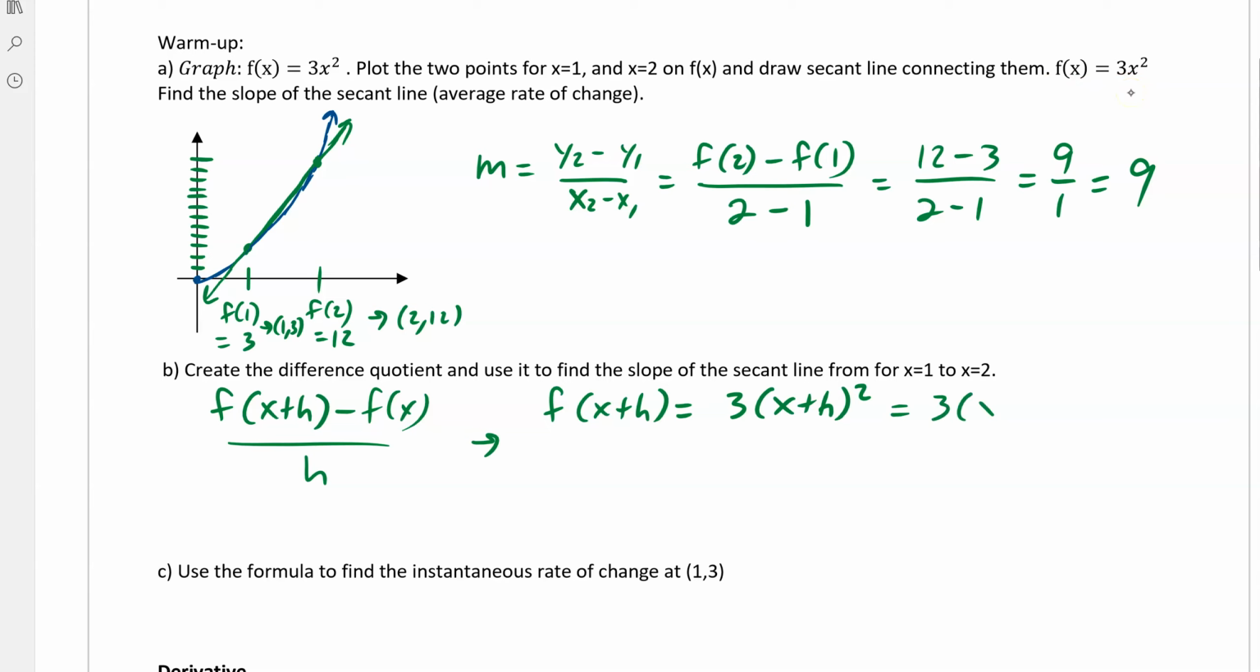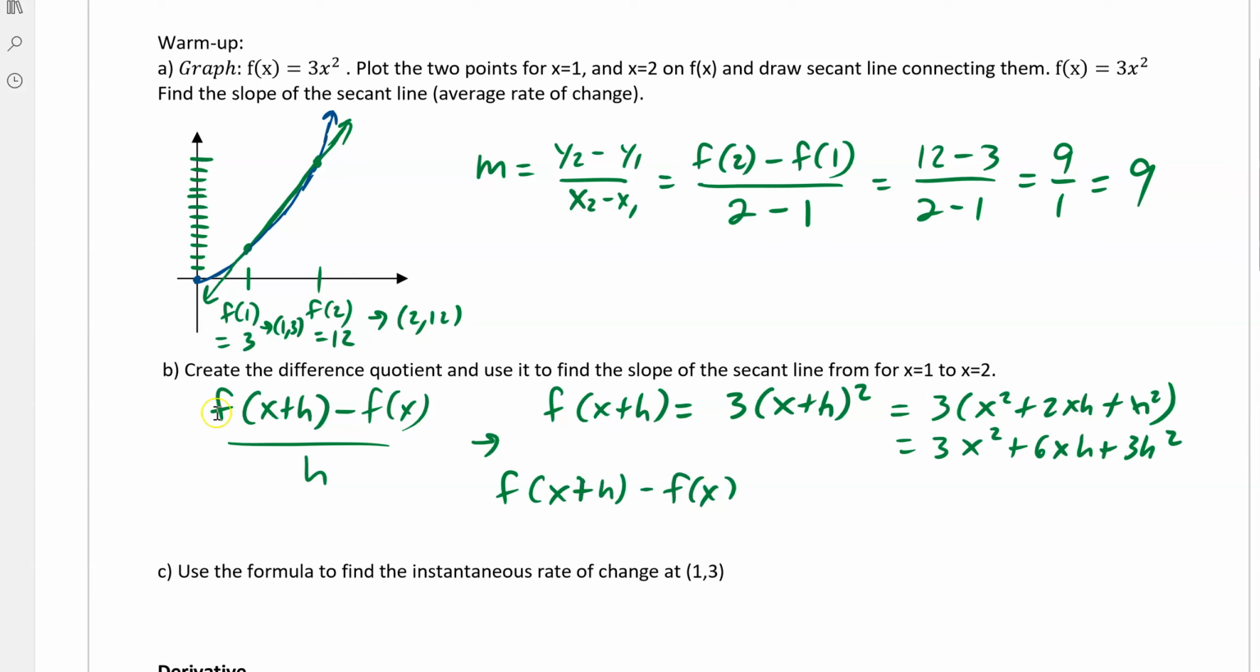And so that would be 3 times x squared plus 2xh plus h squared, just like before in our difference quotients, which gives us 3x squared plus 6xh plus 3h squared. Now we do our f of x plus h minus f of x. That's the second part, the top. All we're doing is subtracting that 3x squared from it, so that'll just get crossed off. We end up with 6xh plus 3h squared all over h, and so that's 6x plus 3h.